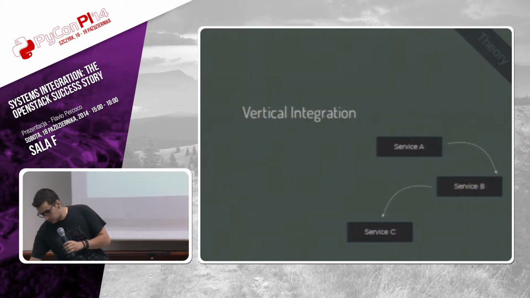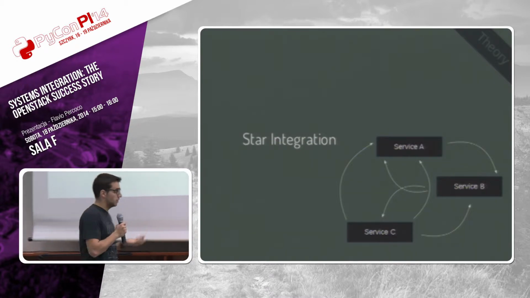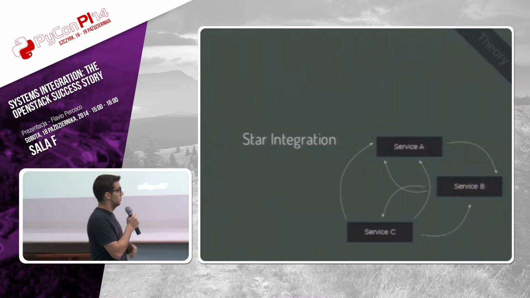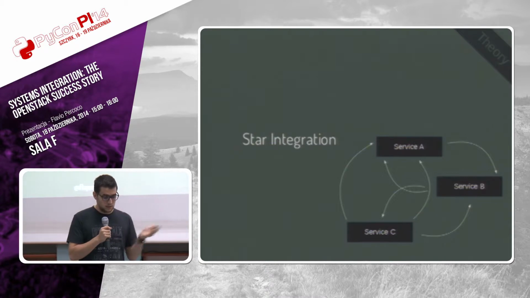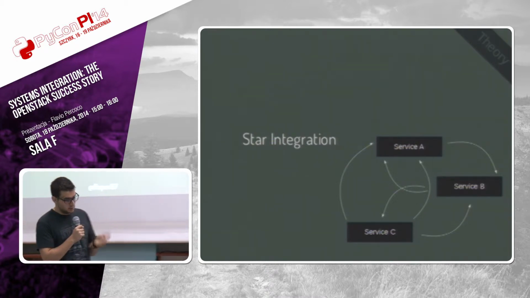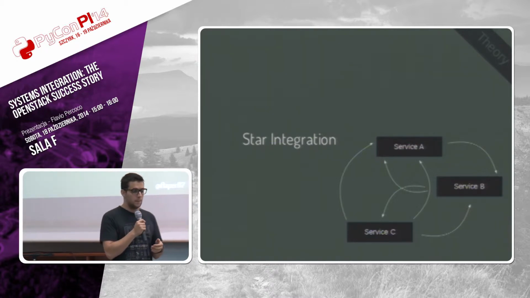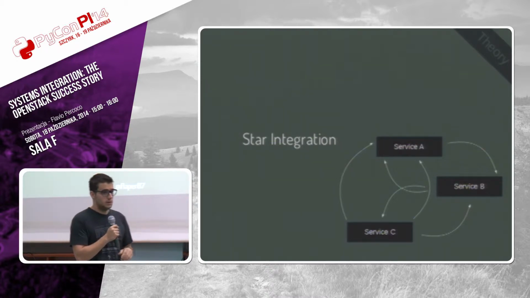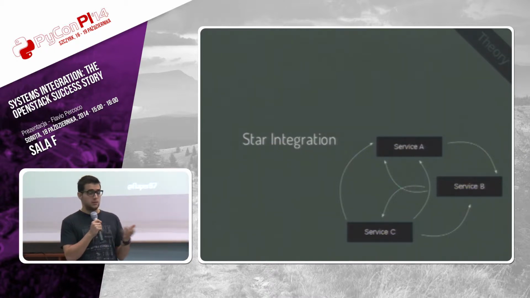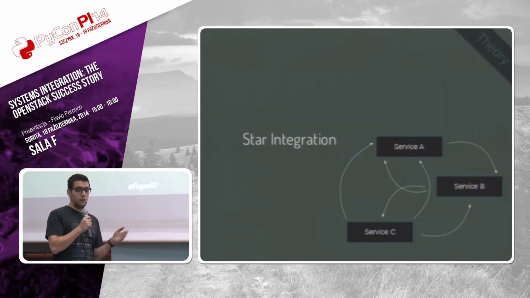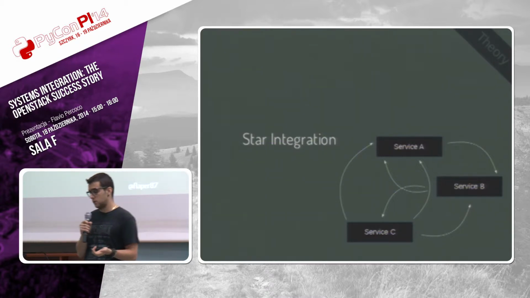Then you have the star integration. Star integration, or also spaghetti integration, like some people call it, basically means that all the services know what other services do, and you have service A, service B, and service C talking to each other whenever they need to. So if service B provides something that can be consumed from service A and service C, they will both talk to service B whenever they need to call something from it.